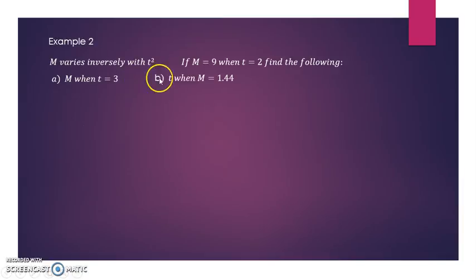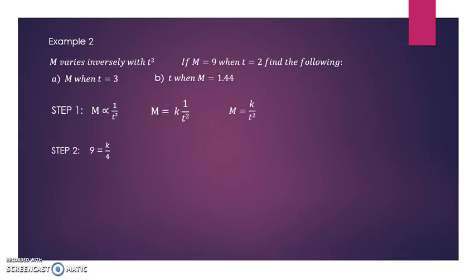Now we're going to ignore the questions, okay? We're going to start with step 1 and set up our proportionality equation. We know it's a question about inverse proportion. So m is inversely proportional to t squared. That means 1 over t squared. Introduce our constant. m equals the constant times 1 over t squared. And if we multiply k by 1, m equals k divided by t squared. So we've set up our equation.